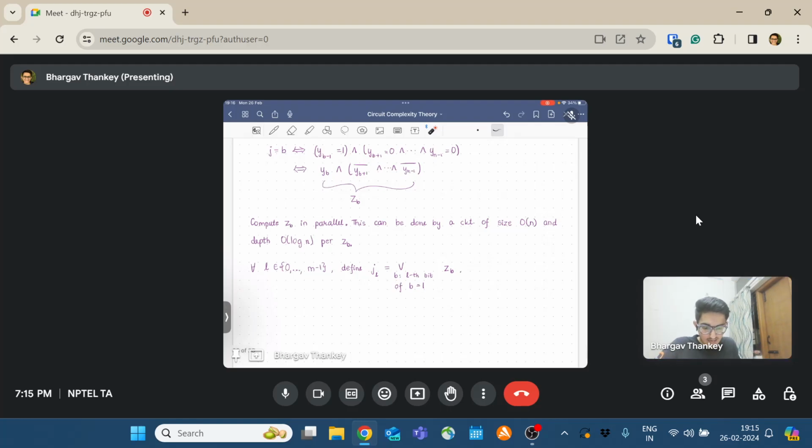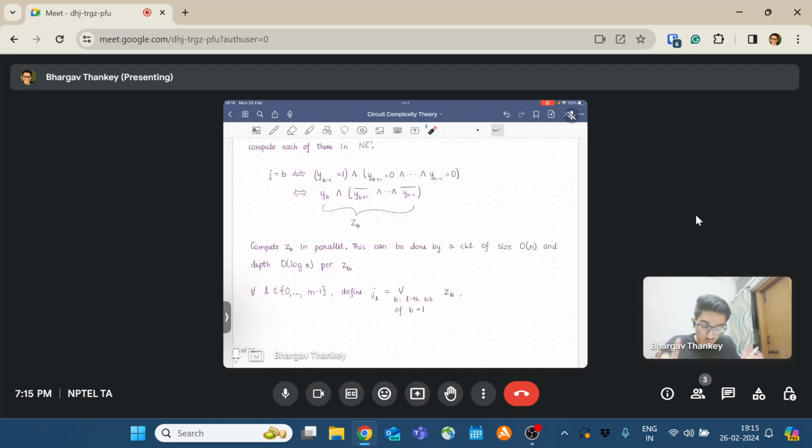Okay, sorry, not JL. Suppose J was equal to B. Then this tells us that the only ZB which is 1 is exactly the ZB with the same B. So out of all the ZBs, exactly one is 1 with the same B. So let's say J was 3, then Z3 would be 1, everything else would be 0.